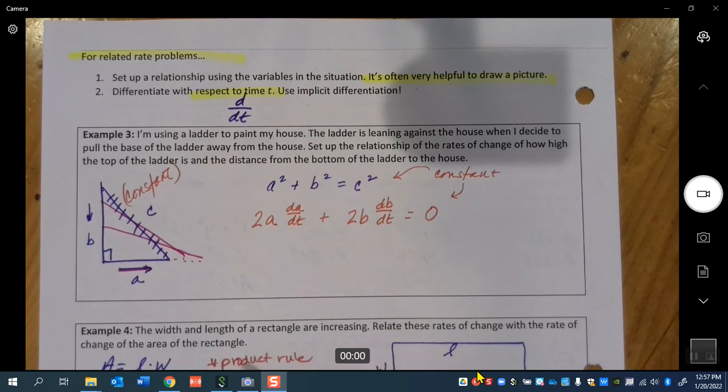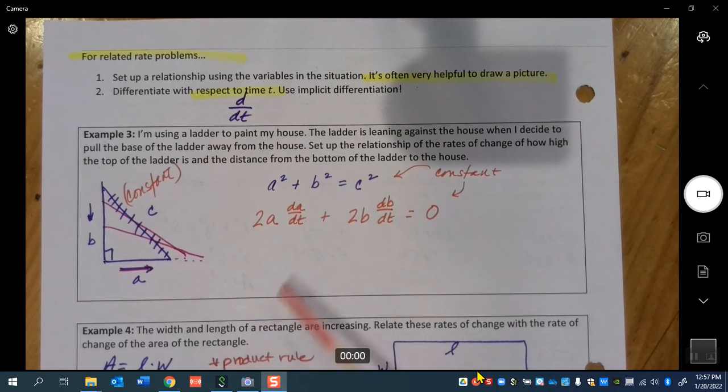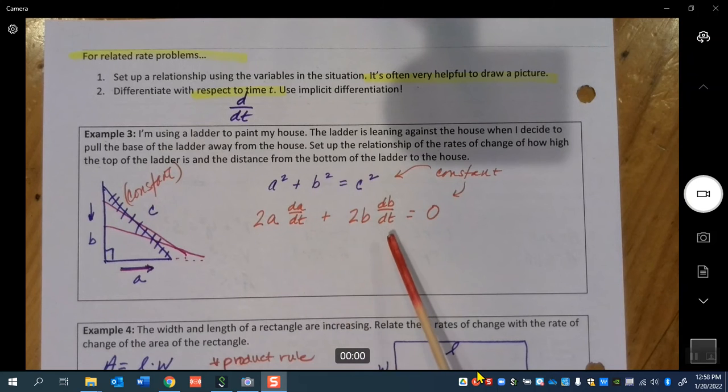So here's what's going to happen in our next lessons. We're going to be substituting in either the rates of change, and we're going to be looking at these values, and then we're going to be able to solve for what it is we're missing. Right now, we're just practicing the implicit differentiation to be able to do that.